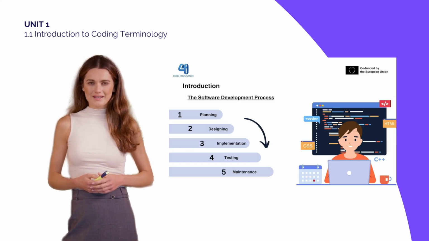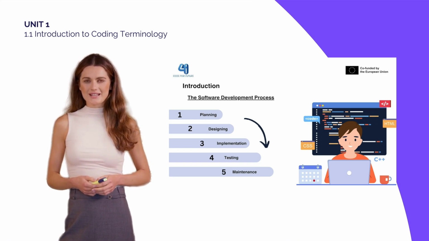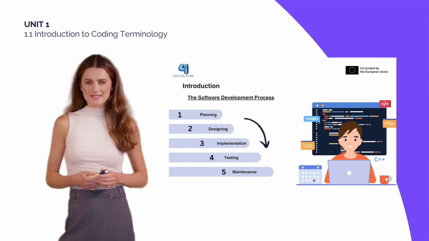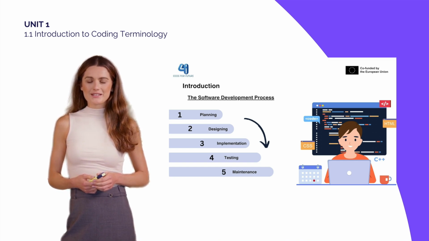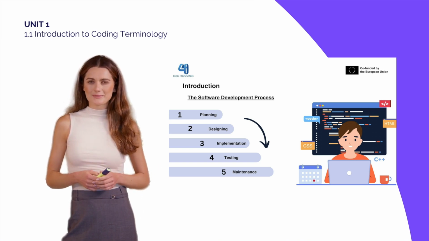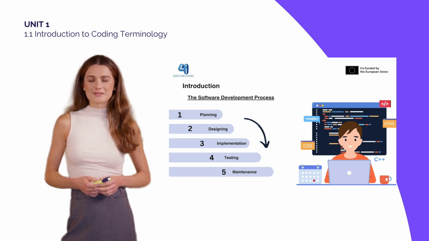Creating software is like building a house. You need careful planning, design, construction, testing, and maintenance to ensure it functions properly. The software development process follows 5 key stages. 1. Planning. This is the foundation of software development. Here, we define the problem, set goals, and outline the requirements of the software. This step helps us understand what the software should do and avoid costly mistakes later.